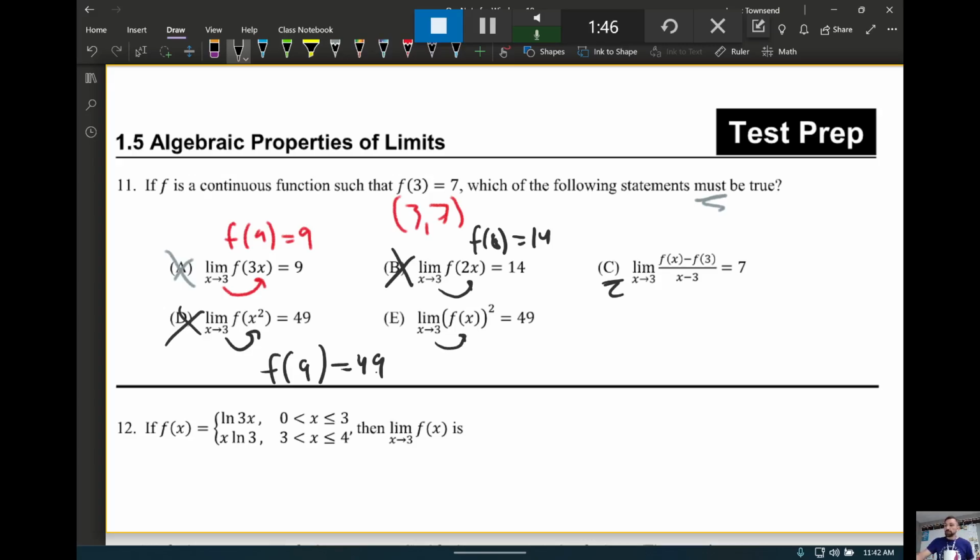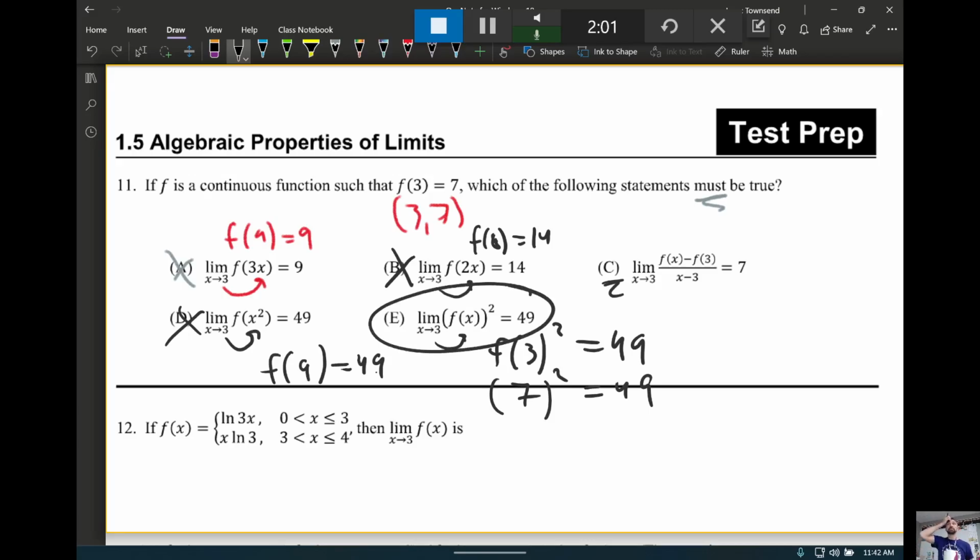If I plug in a 3 here, this would be f of 3 squared is 49. Well, what is f of 3? 7. Okay, is 7 squared 49? All right, so that one has to be true then. So, again, even though this isn't exactly a direct substitution question, you can kind of see by doing direct substitution, it makes it a little more obvious if it's true or false.